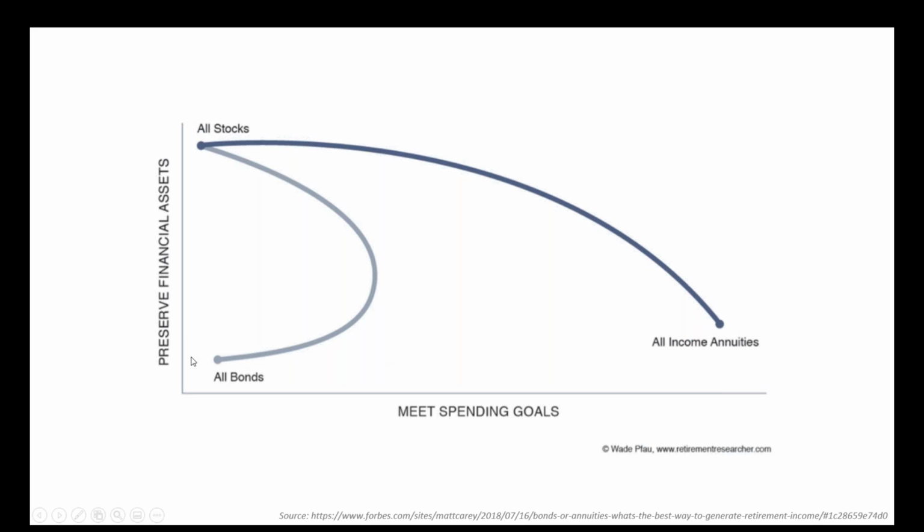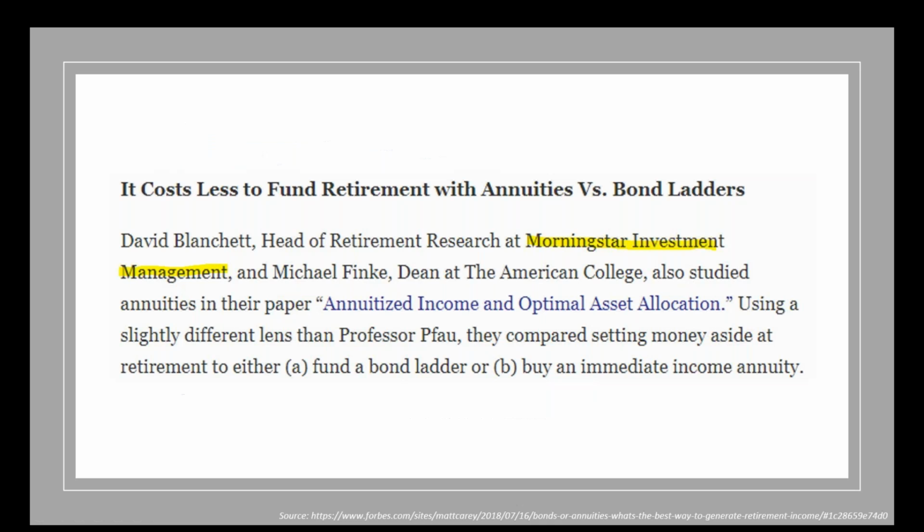So this is the efficient frontier for both of those. All stocks, preserve financial assets on this side, and meet spending goals on this side. So as an efficient frontier, which one is better? All stocks, all bonds, all income annuities, or some combination of stocks and income annuities? Where do we want to be on this curve? We want to be right up here. So you can see about a 50-50 mix of stocks and income annuities would be what? Yeah, that's the best thing.